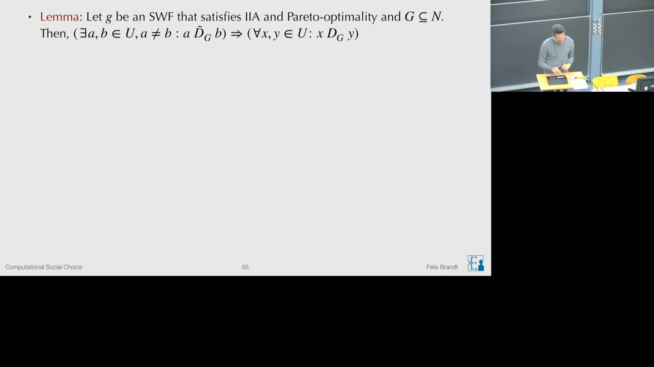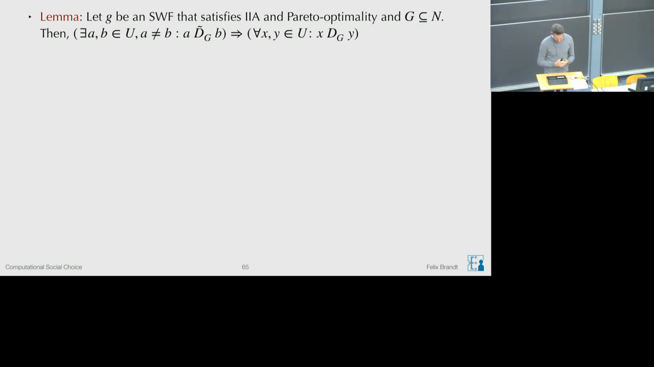So I need some more space on the slide. That's why there's no heading here, but I try to put everything on the same slide. So if you understand the proof of this lemma here, then you really have understood the essence of Arrow's impossibility. Okay, so what does the lemma say?